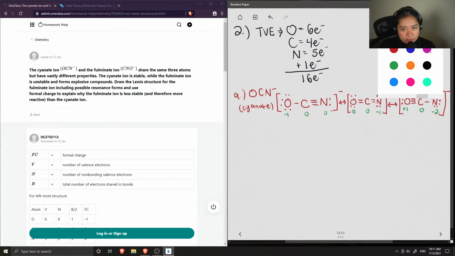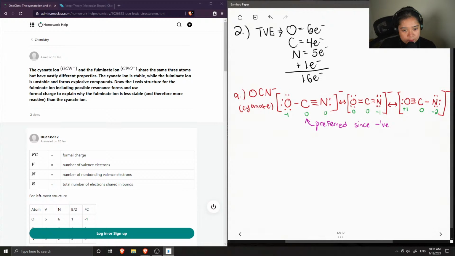But out of all of these structures, our first one is the preferred Lewis structure, since our negative charge is on the more electronegative atom, which is oxygen.